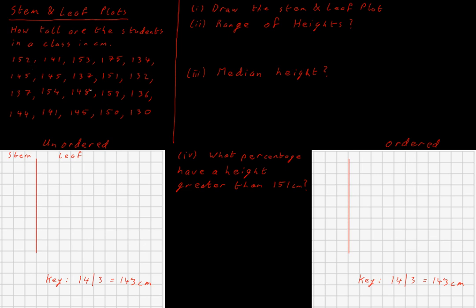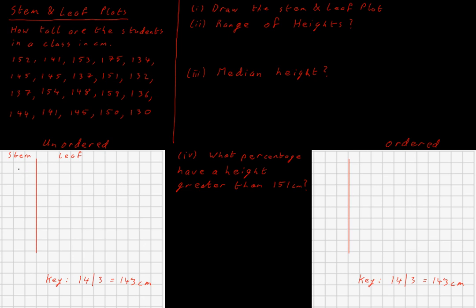So I look at my data set and I have to figure out how many groups, how many items I have in the stem, effectively how many tens I go up in. So I have 150s here, 140s, 150s, 170s. So I'm going from numbers that are in the 130s up to the 170s.